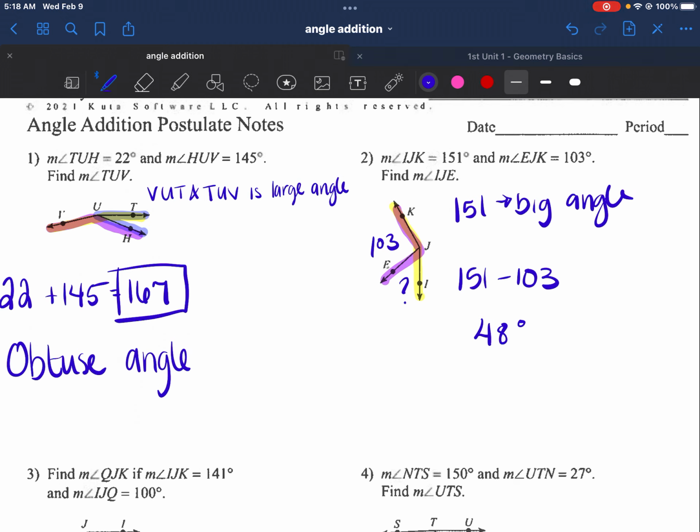And we already know if it's 48 degrees, this is going to be an acute angle. You see how small this is? How it's less than 90? So I know my answer is correct because my big angle, or the whole angle, was 151 degrees, and part of it was 103 degrees. So I know I'm going to have to subtract the 2 because I need to know what number plus 103 will give me 151 degrees. Okay? So this is your answer.